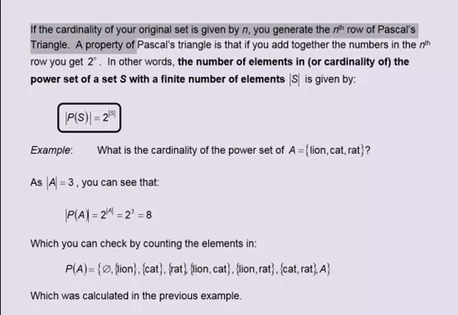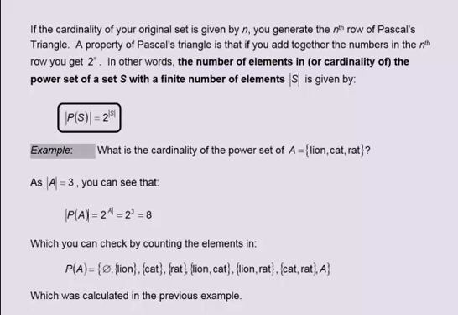A property of Pascal's triangle is that if you add together the numbers in the nth row, you get 2 to the power n. In other words, the number of elements in, or cardinality of, the power set of a set S with a finite number of elements is given by the cardinality of the power set of S is equal to 2 to the power of the cardinality of S.